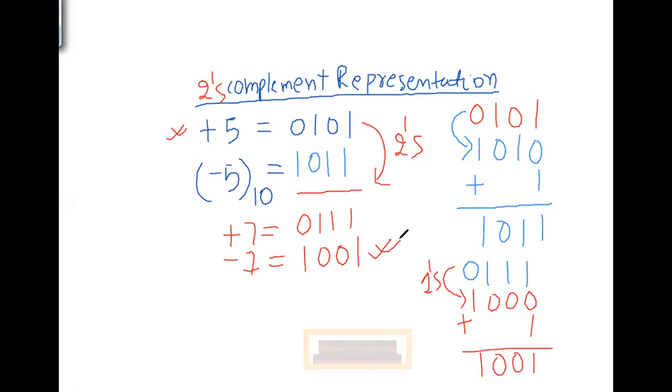Understood, or any doubts? Such questions may be there in your question bank. Just go through your objective question bank also. If you have any doubt, please message me and I'll clarify in the next class. So this is your 2's complement. Any doubt in this?